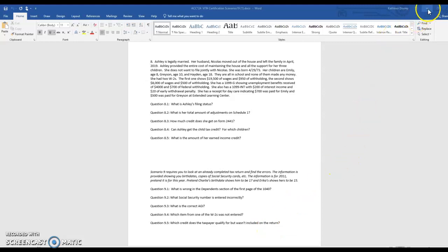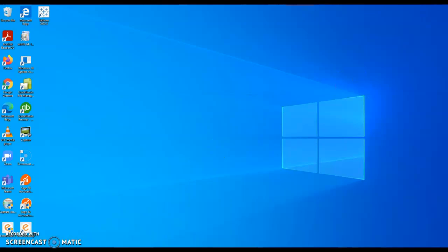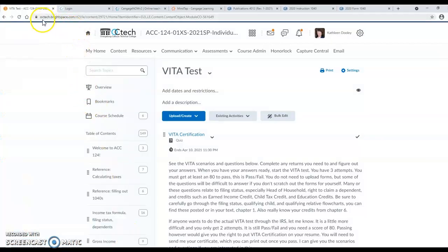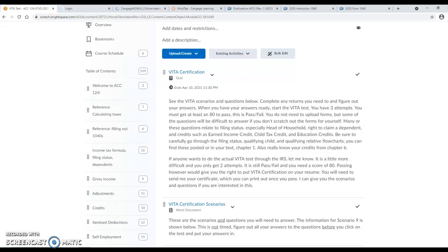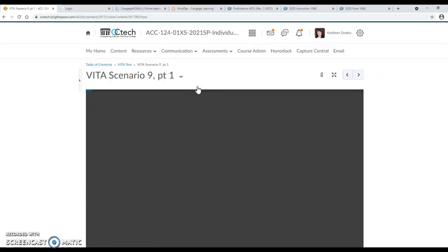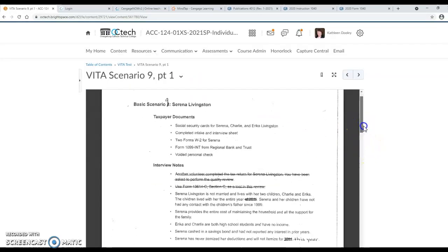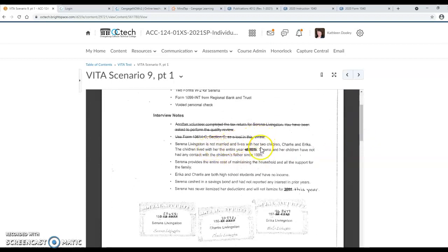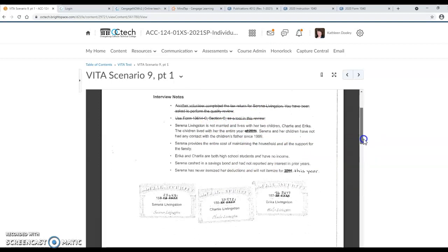Okay, so what we're going to do here is that we're going to, in D2L, it shows you this VITA Scenario 9 Part 1 and VITA Scenario 9 Part 2. Okay, so here, this 9 Part 1 is the information. Okay, and so if we click on that, it shows us various pieces. I've crossed some things out, but it shows various pieces of information.